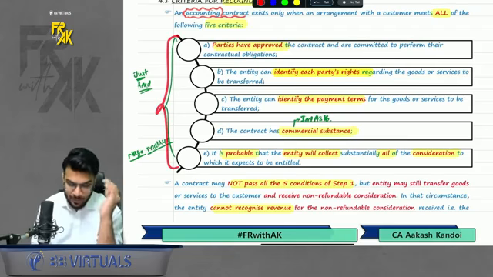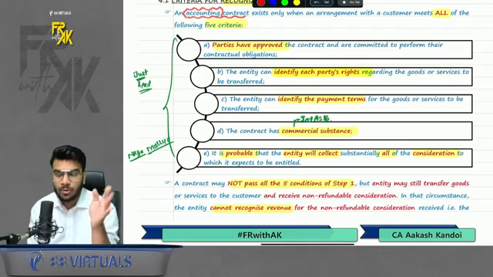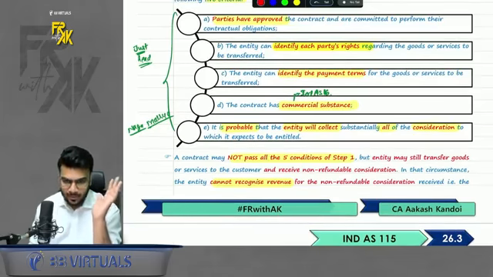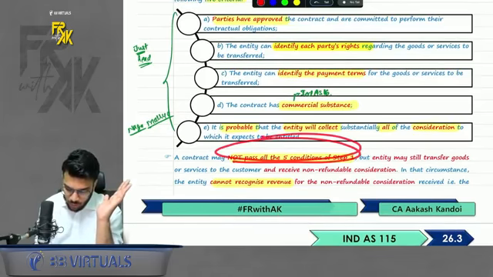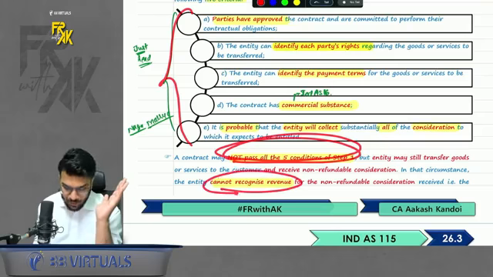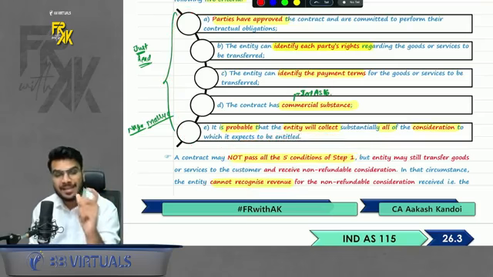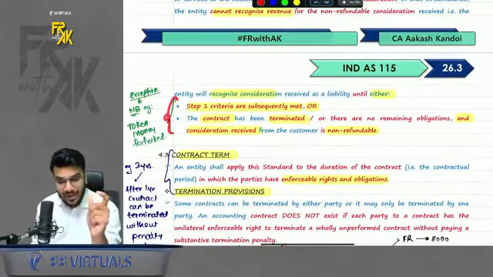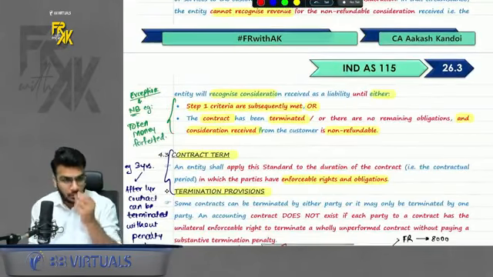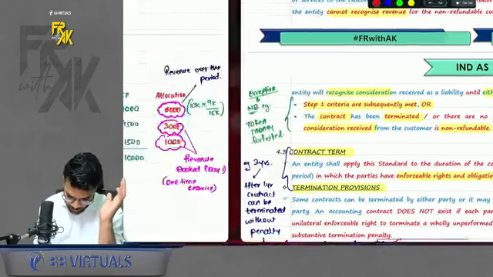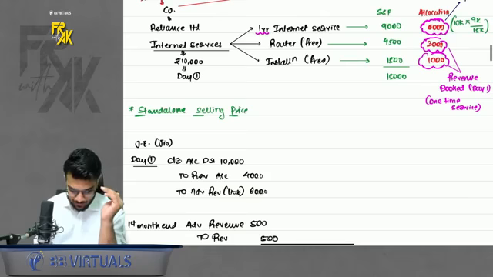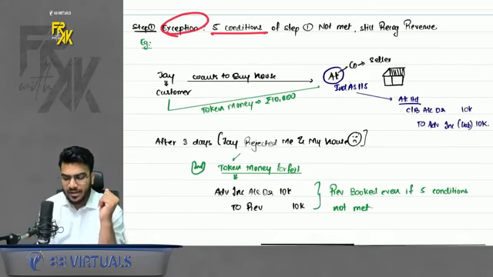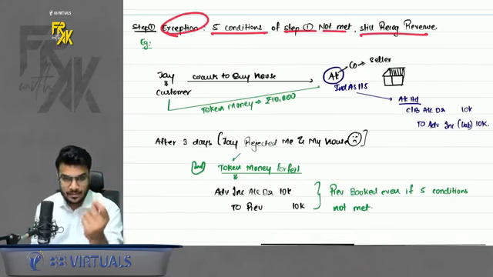If the 5 criteria are met, you can book the revenue under this contract or you can start accounting for the contract. But what if the 5 criteria are not met? If you do not meet the 5 criteria, you should not recognize the revenue. But there was one exception. In case you remember, we discussed one example where even if the 5 criteria are not met, still we will book the revenue. So what was that example? So let's come towards that example. Here it is. Exception: 5 conditions of step 1 not met, still recognize revenue.